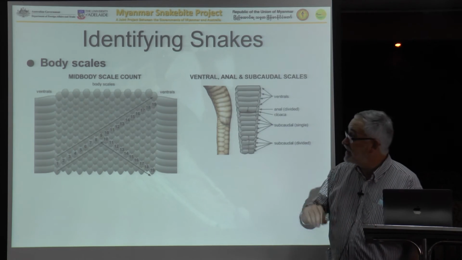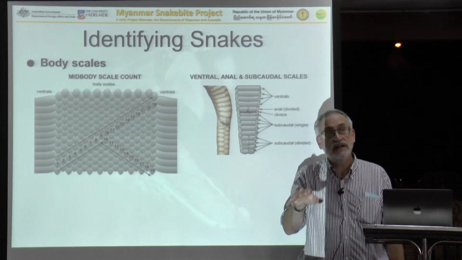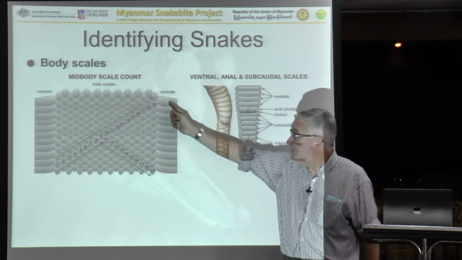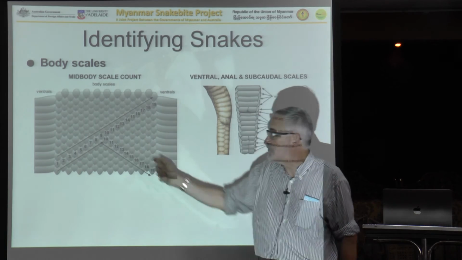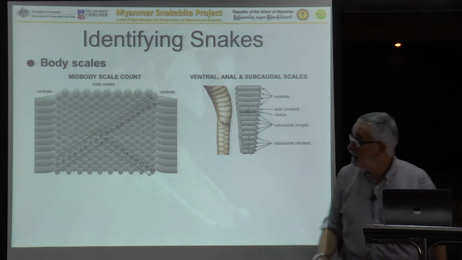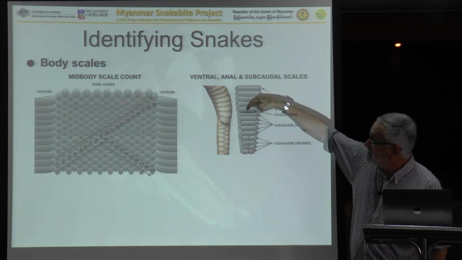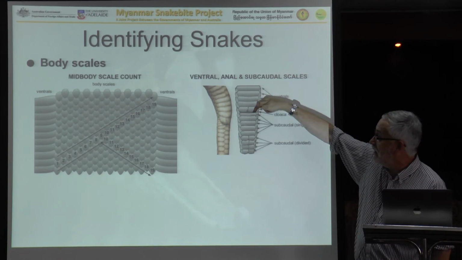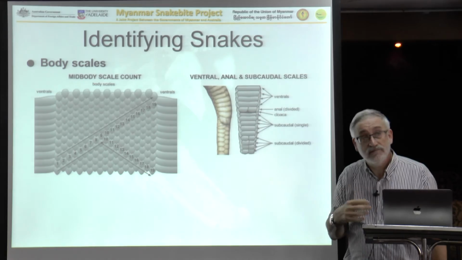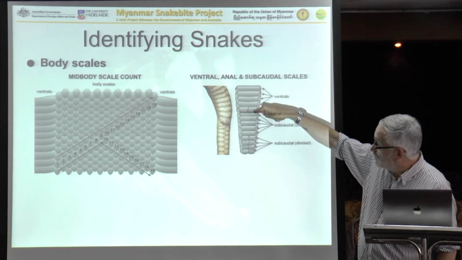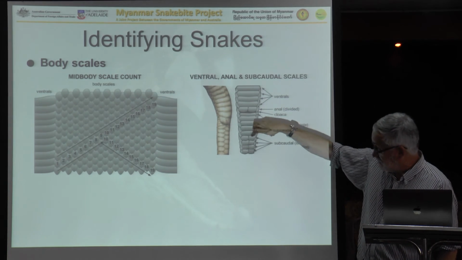How do you do a mid-body scale count? You're not going to remember this, but you've got the handout. So if ever you need to do it, you can refer to that. A mid-body scale count is, midway along the body you count the number of scale rows, and there are several ways of doing it, as you can see there. When it asks for the anal or the subcaudal scales, the anal scale is the belly scale immediately before the cloaca, the part where the snake excretes, and then the subcaudals are those scales that follow, and they're either single or they're divided, as you can see there.